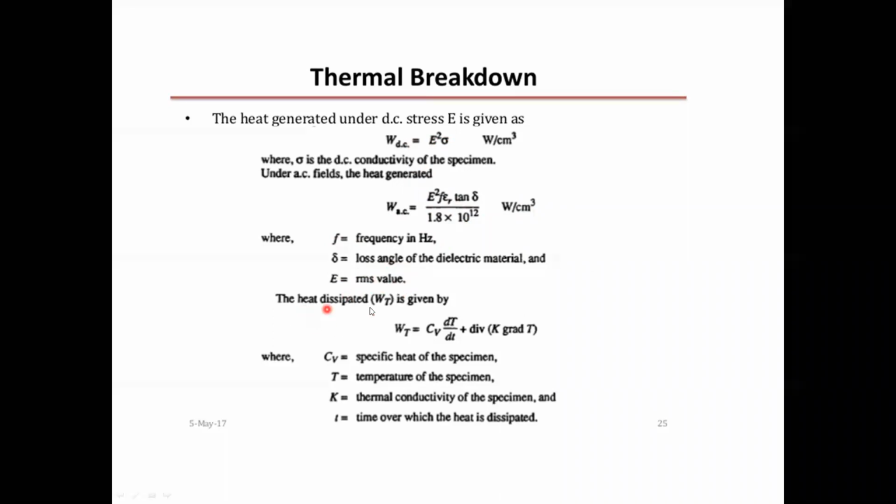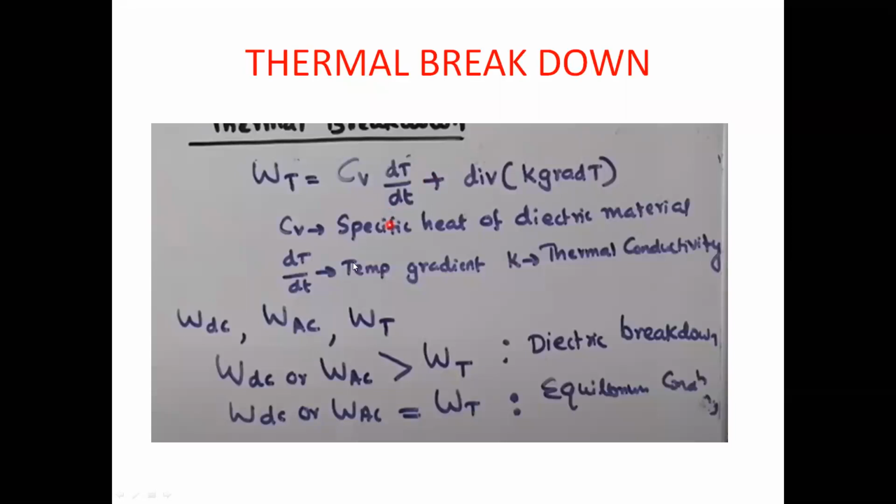And then the heat dissipated, W_T, is equal to C_V into dT by dt, plus divergence of K into gradient of T. This is the equation for heat dissipated. Here C_V is called the specific heat of the specimen, T is called the temperature of the specimen, K is called the thermal conductivity of the specimen, and t is called the time over which heat is dissipated. So this is the concept we observe using thermal breakdown.